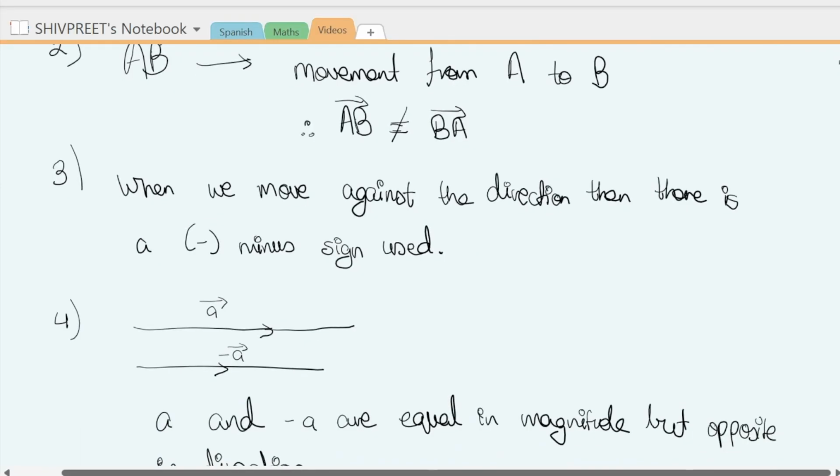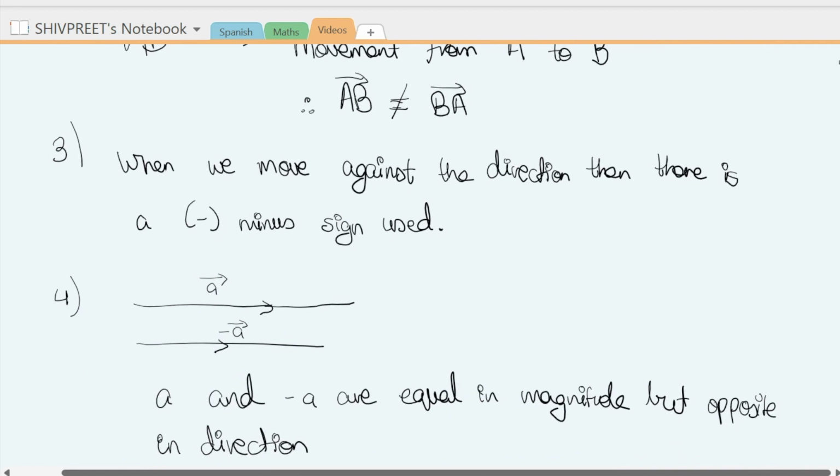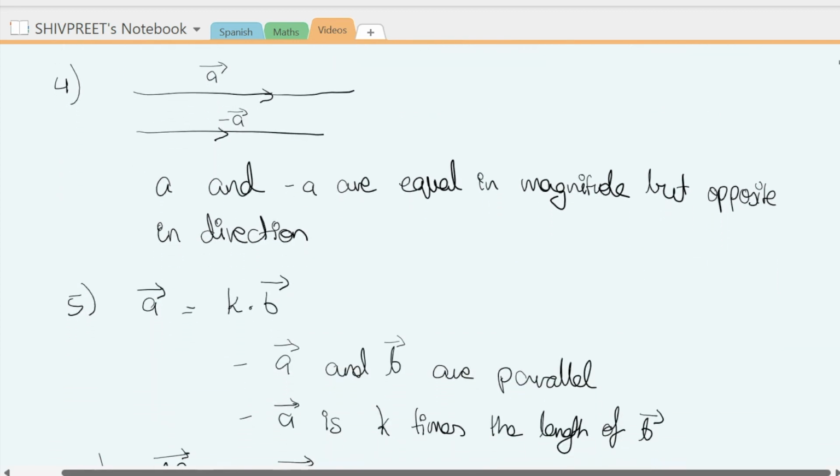So if they tell you that vector AB is equal to A, then how do you find vector BA? Vector BA will simply be minus A because the direction is opposite. So when we move against the direction, then there's a minus sign used.